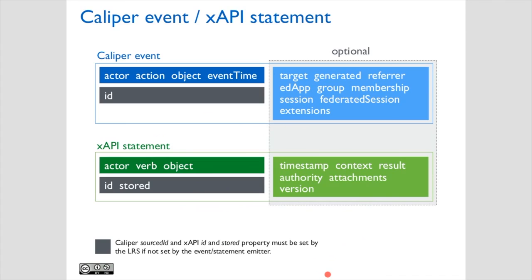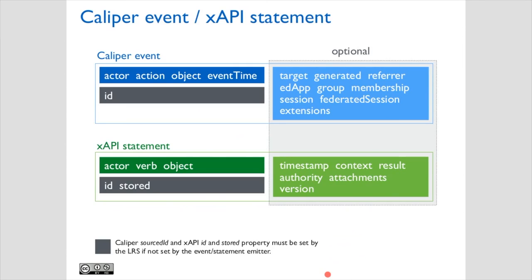So comparing the two formats, the Caliper event and xAPI statement, if you look to the left, you'll see that they're very similar. They rely on the classic data structure, what's known as the triple, drawn from RDF, the subject object predicate, in our case the actor action object, in the case of xAPI the actor verb object. So you've got that simple triple. The xAPI community describes it extremely well. At the most simplest level, it's capturing the I did this, I did something, and in our case at a particular moment in time.